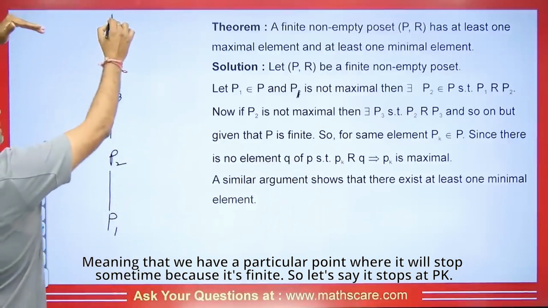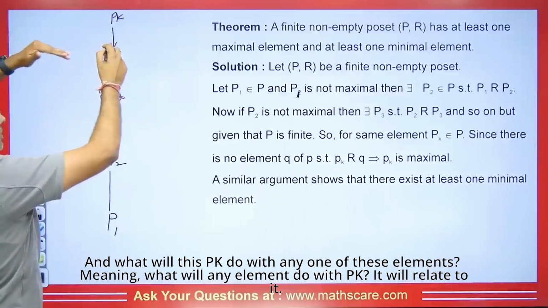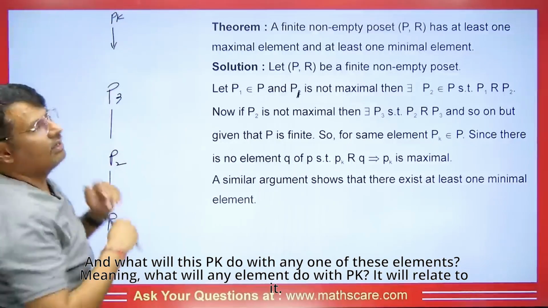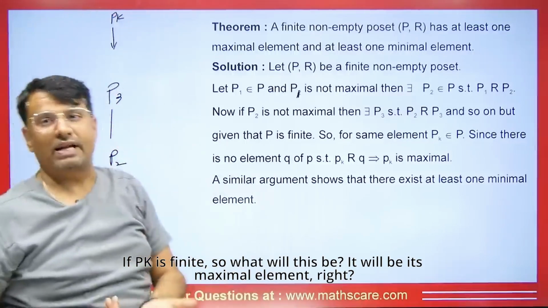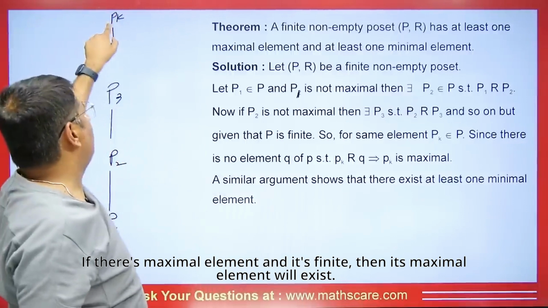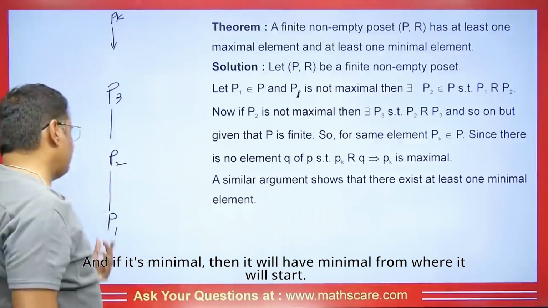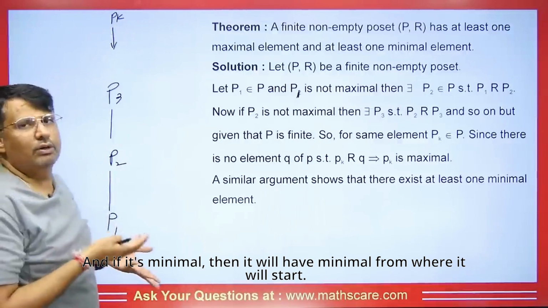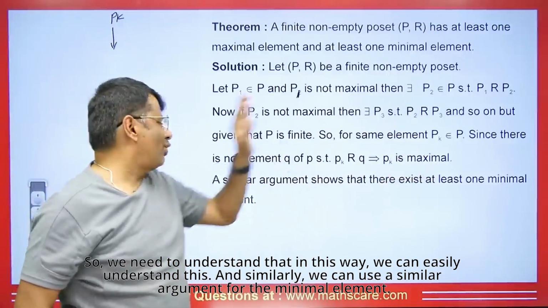So let's say it stops at Pk. And what will this Pk do with any one of these elements? Meaning, what will any element do with Pk? It will relate to it. Since Pk is finite, so what will this be? It will be its maximal element, right? If there's a maximal element and it's finite, then its maximal element will exist. And if it's minimal, then it will have a minimal from where it will start. So we need to understand that in this way. We can easily understand this.